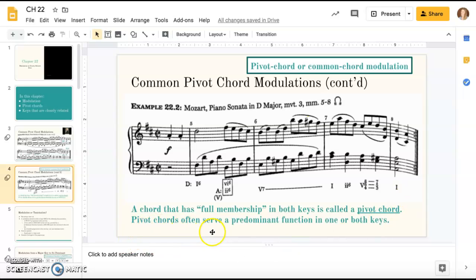So a chord that has full membership in both keys is called a pivot chord. They can often serve as a predominant, here in this case a ii chord, in one or both keys. So usually you're looking to pivot in the predominant location if you're using a pivot chord in this way. A secondary dominant, you're using in a dominant situation. A pivot chord with a common chord is more in a predominant situation.